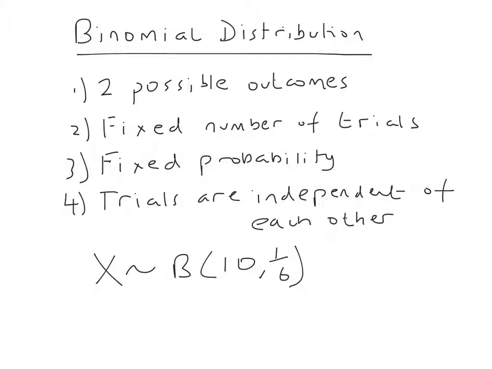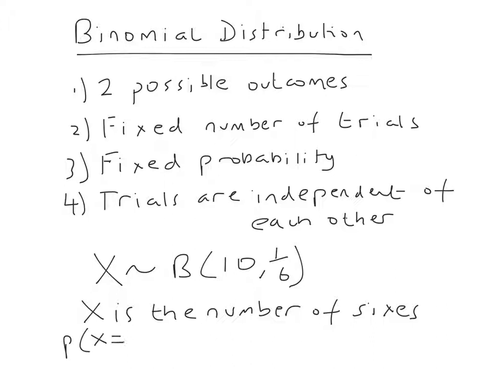So in this situation we can say that x, which is going to be the number of 6s, has a binomial distribution where the number of trials, or the number of events, is 10, and the probability of success in each case is 1/6. So this notation is used to show we've got a binomial distribution, and we need to define what x is. It's the number of 6s. What we're looking for is the probability that x equals 2.